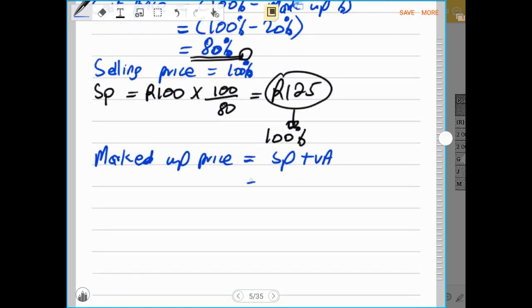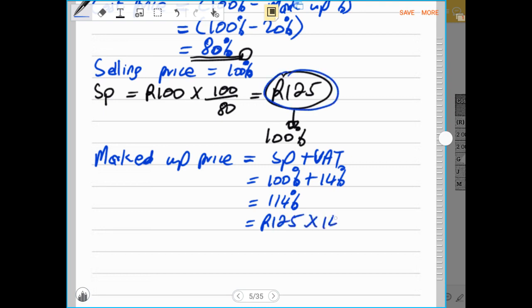And we know that our selling price is equal to 100% all the time. This will never change. And plus our VAT is equal to 14%. Therefore now if we add our VAT of 14%, this will give us 114%. That means our marked up price will always be 114%. So now we will use the first method. Our selling price is 125.